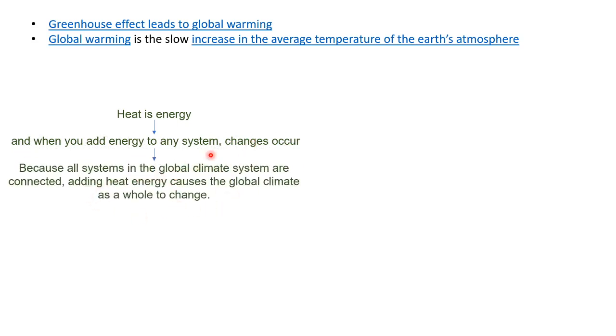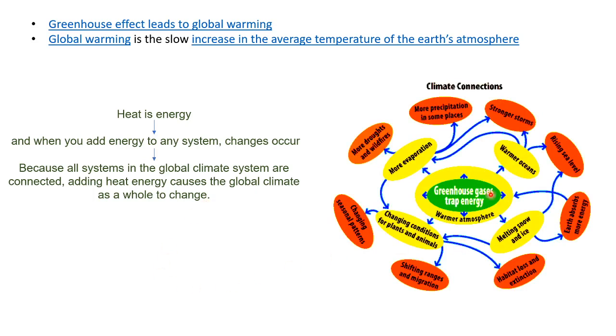Because all the systems in the global climate system are connected, adding heat energy will cause the global climate as a whole to change. All the systems are interconnected with each other. This we can understand by the diagram shown here. In the center, there are greenhouse gases which are trapping energy. Since there are now more greenhouse gases, more energy is trapped. The outside yellow circle is the warmer atmosphere. Since more energy is trapped, the outer atmosphere is warmer.